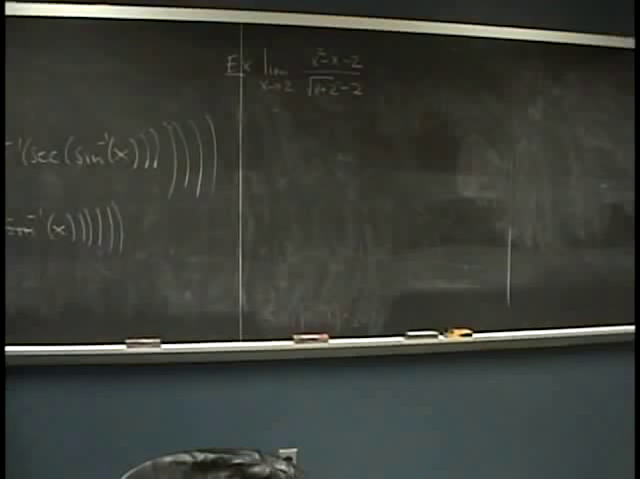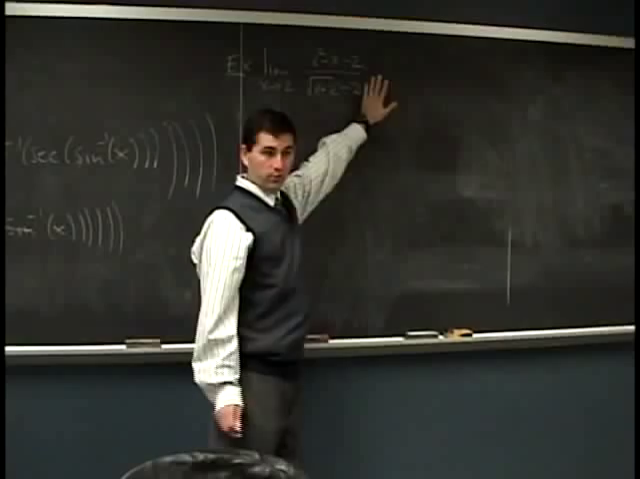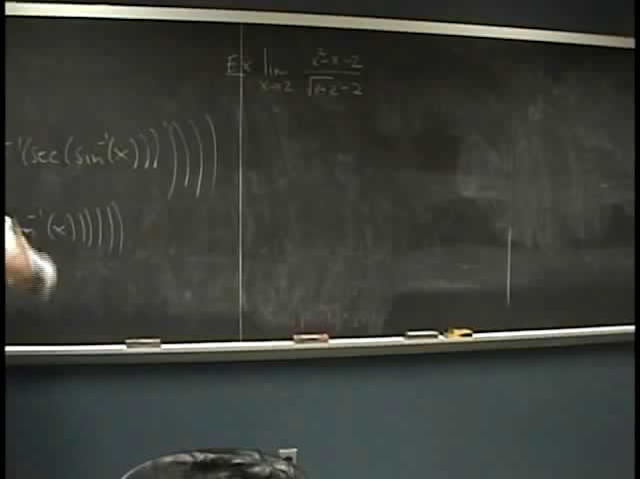I just made this up on the spot, so this might just fail miserably. But let's see what happens. If you try to plug a 2 into the bottom, you're going to get the square root of 4, which is 2, minus 2, which is 0. So the value 2 is not in the domain, so you can't just plug it in.